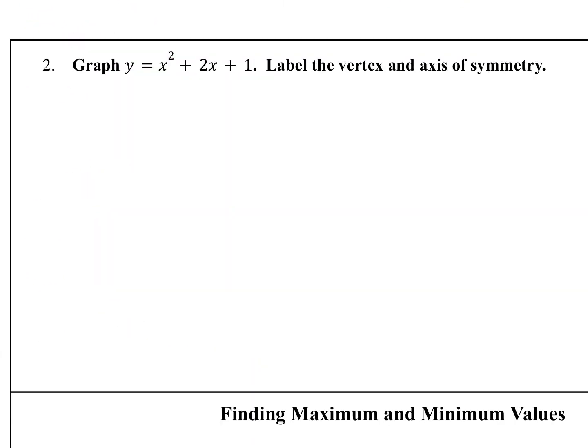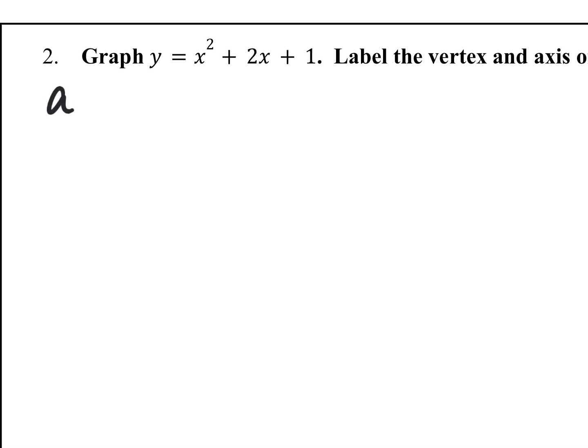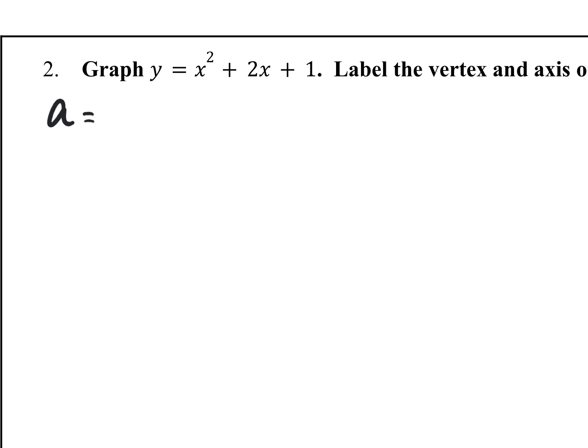Okay, number 2, graph y is equal to x squared plus 2x plus 1. Label the vertex and axis of symmetry. Okay, so first we're going to determine the values of our a, b, and c. My a here is only 1. My b here is equal to positive 2. And my c here is 1. Okay, let's find the vertex.